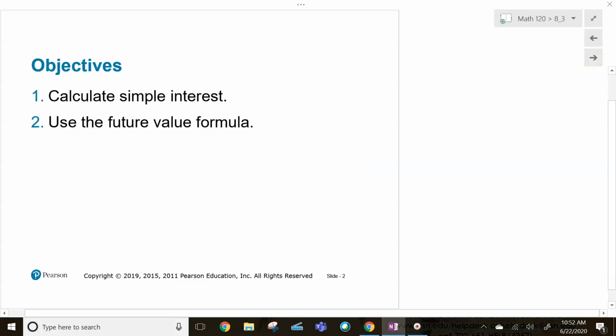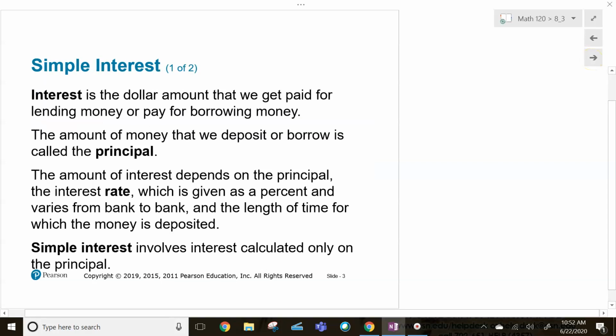Here are our objectives. Let's start out with discussing what interest is. It's the dollar amount that we get paid for lending. If we lend our money to others, we can get paid interest. Or if you're taking out a car loan, the interest is how much you're paying just to borrow the money, the fee to the bank for borrowing that much money.